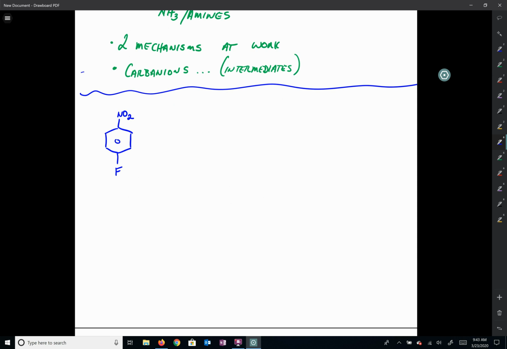Let's take a look at this guy here. If I've got my buddy, let's say para-nitrofluorobenzene, and I react it with a nucleophile, let's start with Mr. Generic nucleophile, let's call it Nuke. If I mix these things together and let it go about its business, at the end of the day, this is what I'll have. I'll end up swapping in my nucleophile for where that fluorine is.